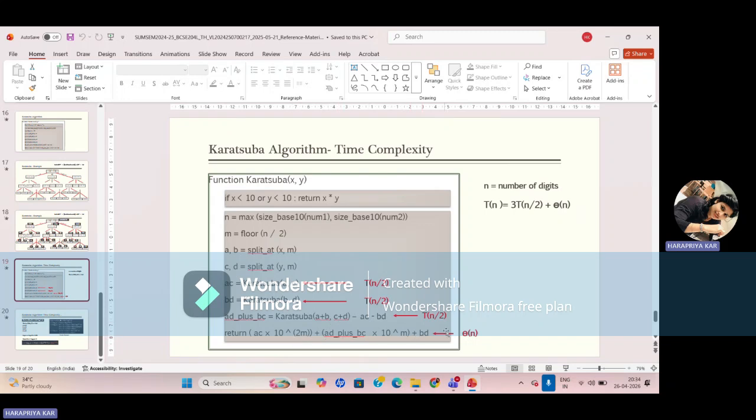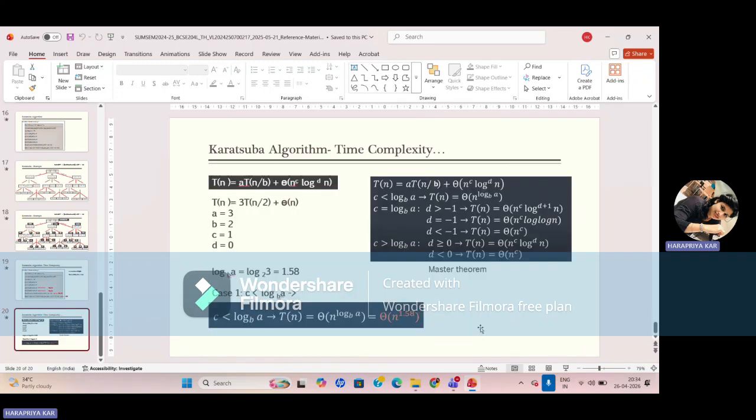m is equal to floor of n by 2. Again we split a b at xm, and c d at ym; again we have to split over y. Then AC is Karatsuba of AC, which takes T of n by 2. Then BD is Karatsuba of BD, T n by 2. Then BC is Karatsuba of (A plus B)(C plus D) minus AC minus BD, so again it takes T n by 2.